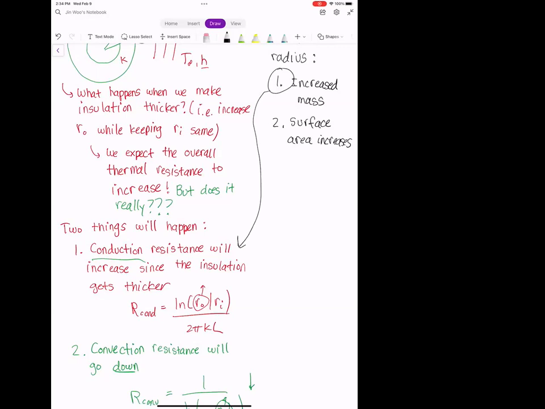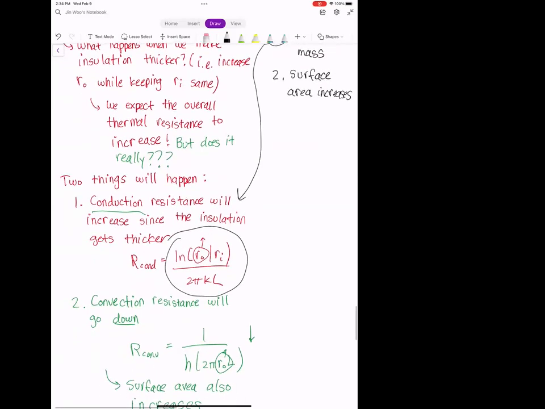The increased mass that you have by increasing the outer radius is of course going to increase the conduction resistance, because there's going to be more material, just flat out more material for the heat to pass through. So your resistance of conduction is going to increase. Remember, that's given by that formula there.